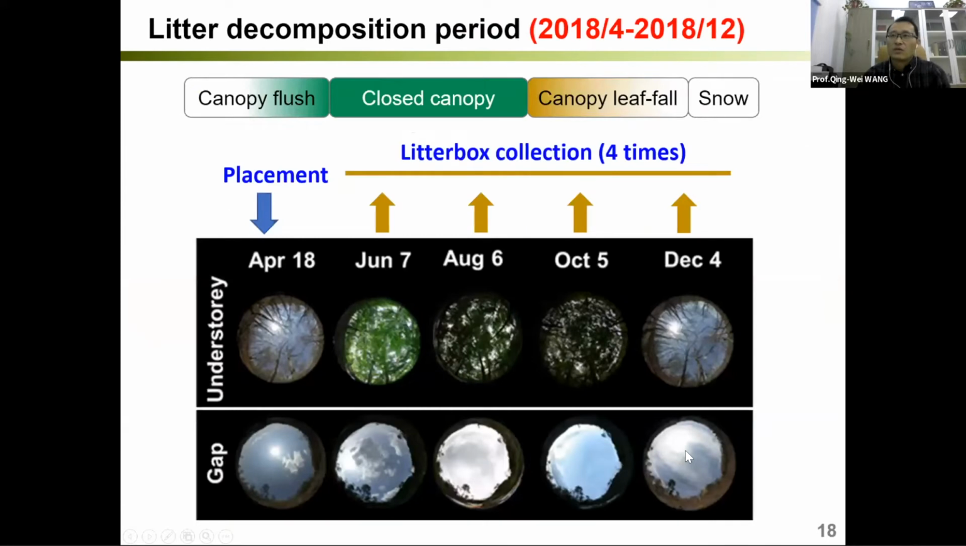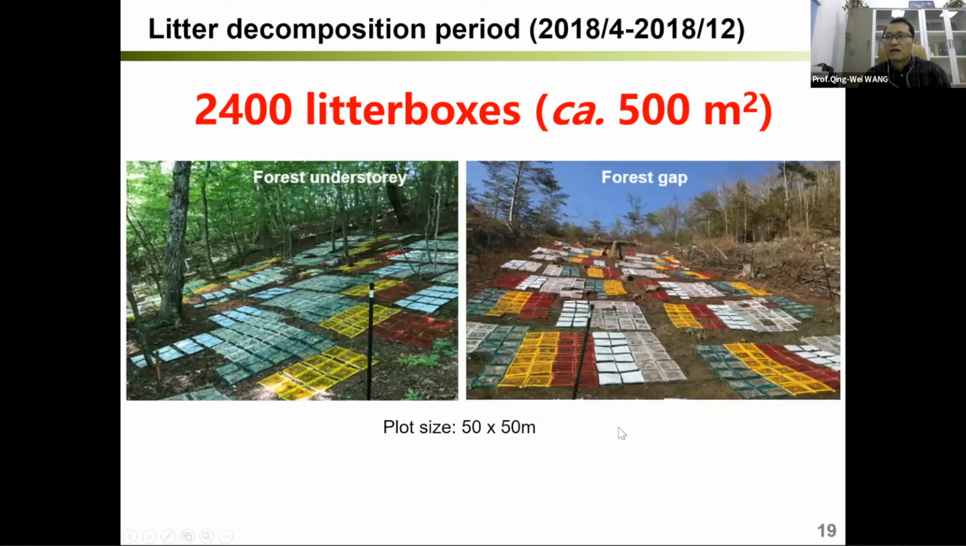Litter boxes were placed in April before canopy flush and collected four times from June to December, according to the canopy phenology. Totally, the two plots covered around 500 square meters.